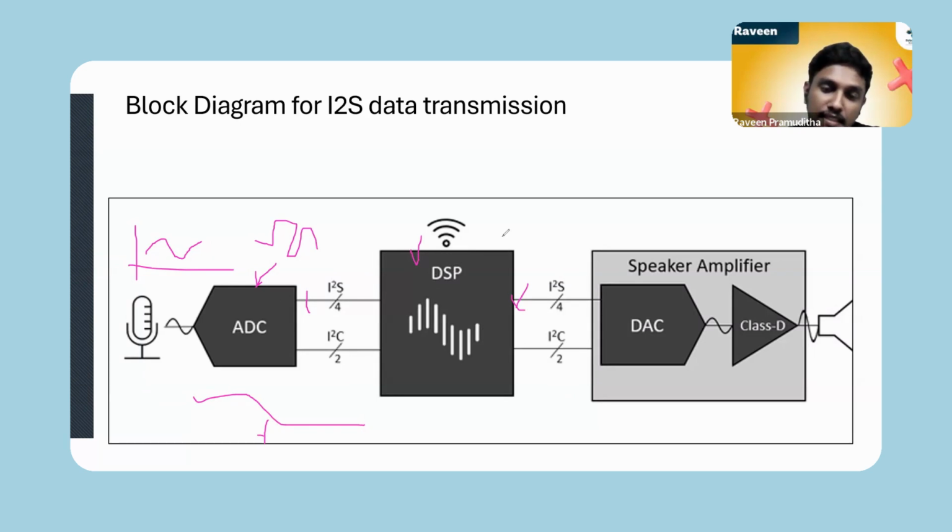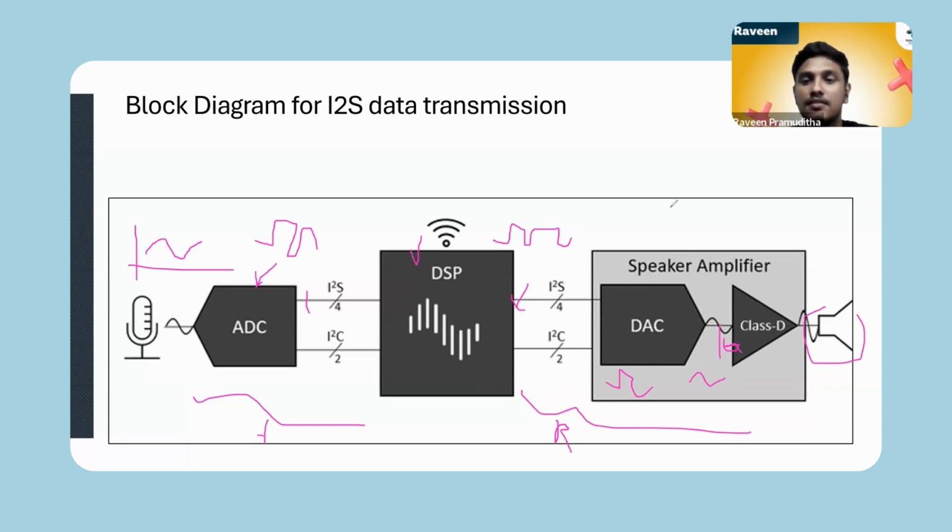We transmit this audio signal as a digital signal, and on the speaker amplifier side there is a DAC, a digital to analog converter. It converts the digital signal to an analog signal. After that we use a class B amplifier for amplifying the magnitude of the signal. Then we can use a speaker to get the audio output. So this is the receiver side of the block diagram. This is the basic block diagram for I2S data transmission.